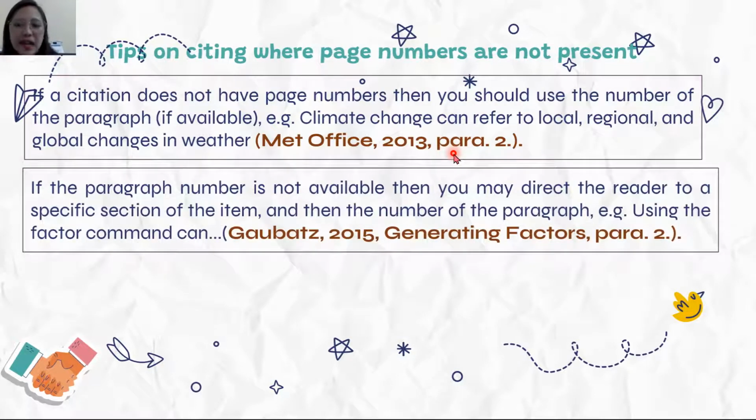Okay? And the next is, if the paragraph number is not available, then you may direct the reader to a specific section of the item, and then the number of the paragraph. Example given, we have here using the factor command, can, diba?